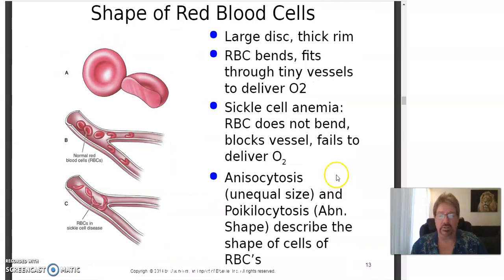Again, we've talked about this. The shape, they're a biconcave disc, which means they have a sunken-in portion on each side, here and on the back side. Red blood cells bend, fit through tiny vessels, deliver oxygen. Sickle cell anemia, red blood cell does not bend, blocks vessel, fails to deliver oxygen. We'll talk about that later. And he says anisocytosis, unequal size, poikilocytosis describes the shape of the RBCs.